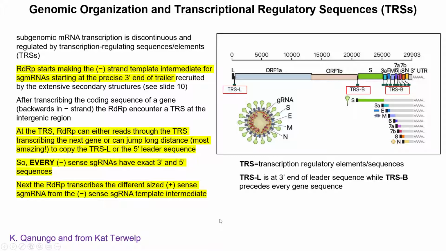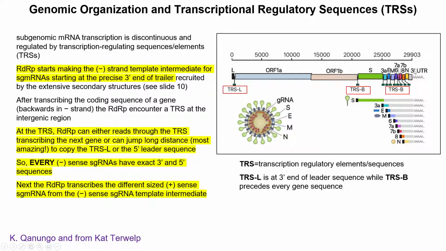And we are going to see how these function. Basically the RdRp makes the minus strand template intermediate for the sgm RNAs at the precise 3' end of the trailer. So remember that you have a plus sense RNA. When the RdRp first makes the minus strand RNA on the plus strand template, it will start from the 3' end, here will be the complementary 5', and it will go all the way to this end. Once you have that minus strand intermediate, on top of that it's going to get back the plus strand if it is trying to make the genome RNA.